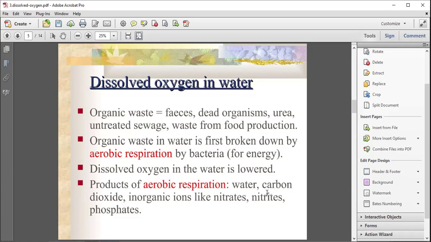So you understand this one. The dissolved oxygen in water is lowered by organic waste in water, such as food production waste. So this is the important thing.